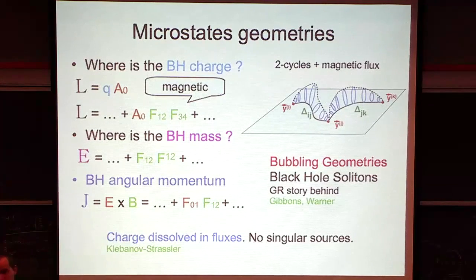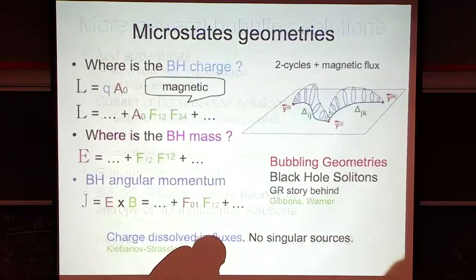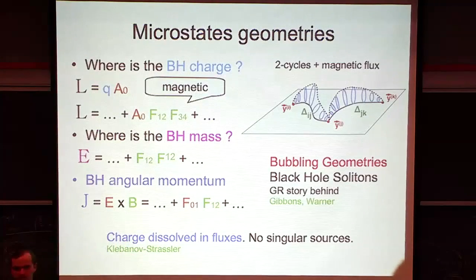And again, those of you who are familiar with flux compactification and Klebanov-Strassler, that's very similar to Klebanov-Strassler. There are no singular sources, or the charge is coming from the fluxes. So that's the story. Any questions? This is the main ingredient of these solutions.